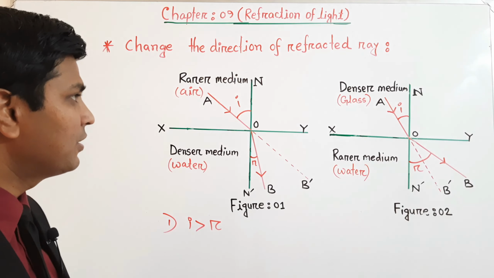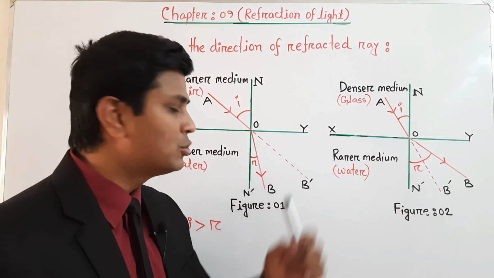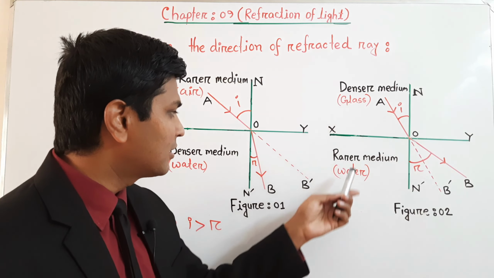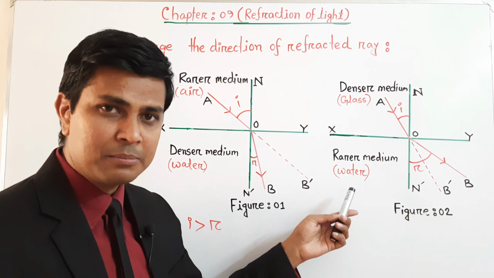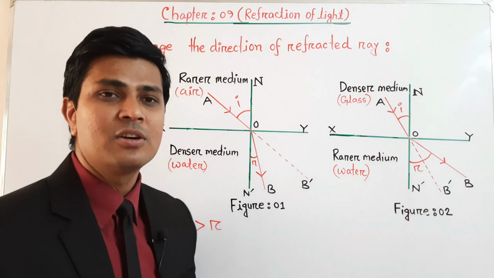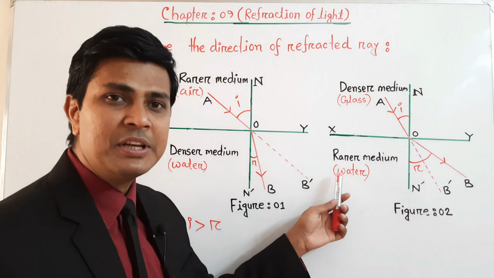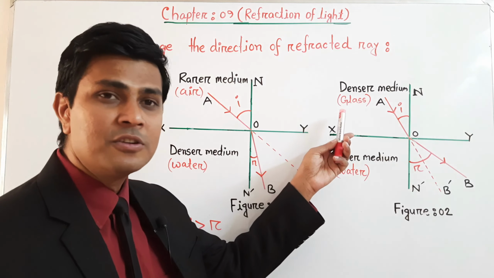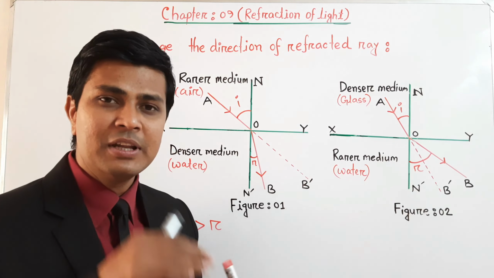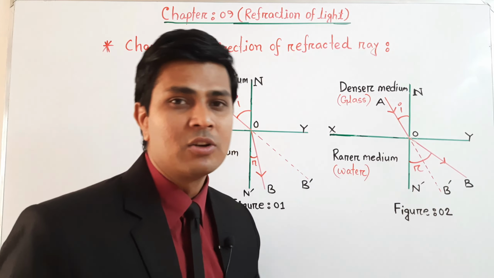Now let's see the second figure. In that second figure, light travels from denser medium to rarer medium. Here glass is denser compared to the water medium. Optical density of glass is more than the optical density of water, and the velocity of light in water medium is more than the velocity of light in glass medium. And when light travels from glass medium to water medium obliquely, then it bends away from the normal.